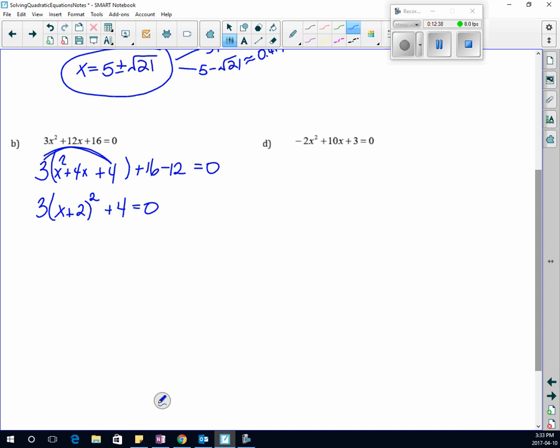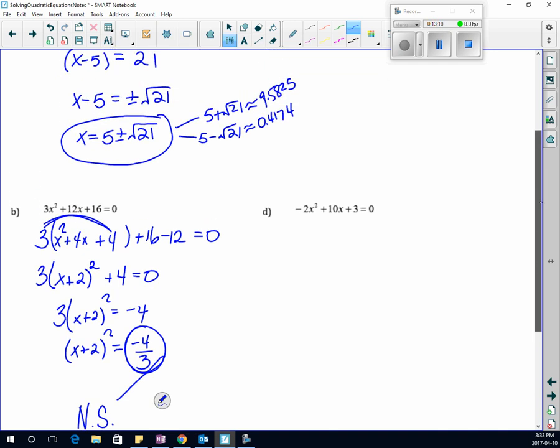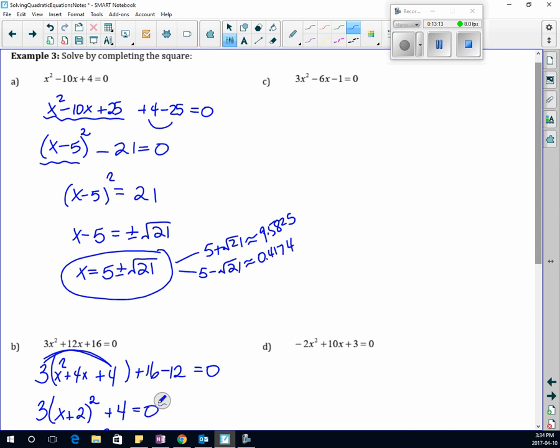So let's move the 4 over to complete our solve. And to move it over, that would be now a minus 4. Then I have x plus 2, the whole thing squared, equals negative 4 over 3. Remembering back to those two questions, when I square rooted both sides, I cannot square root this part right here. So that means we have no real solutions. So we will answer it as saying no solutions.